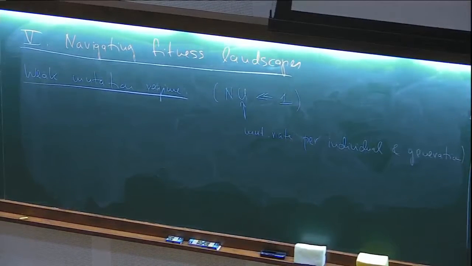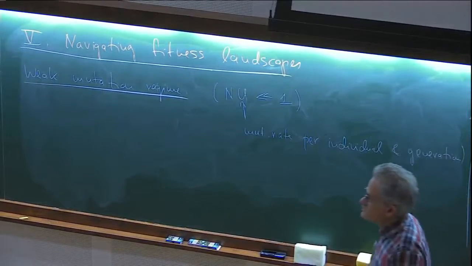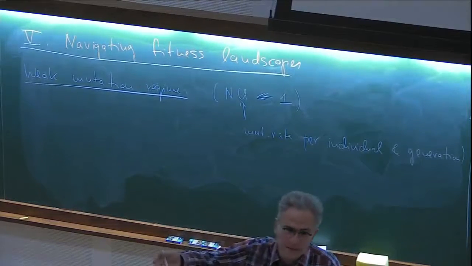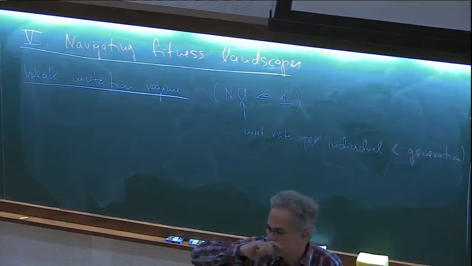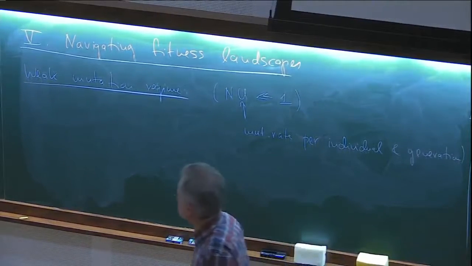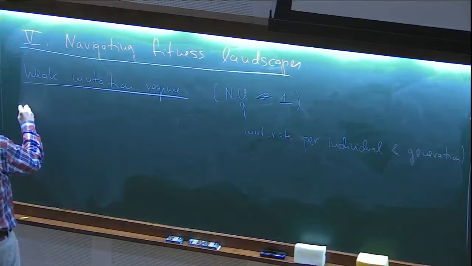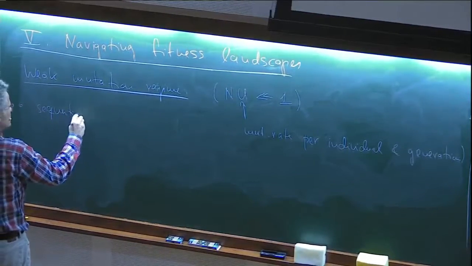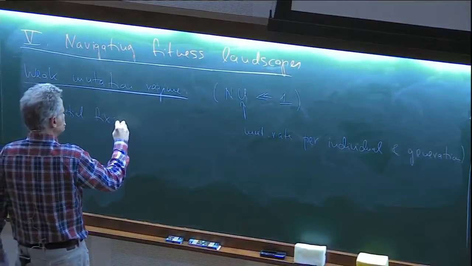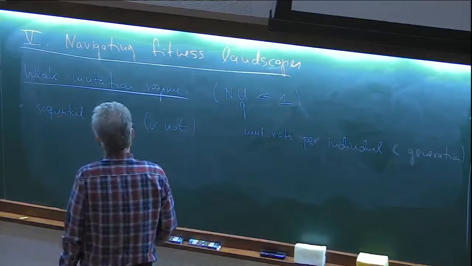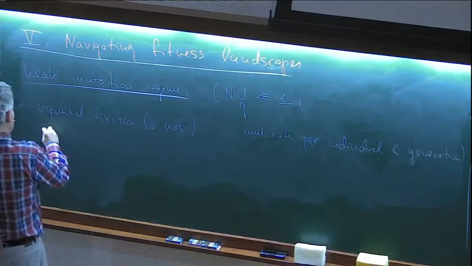As Daniel explained to you, in this weak mutation regime, once in a while a mutation appears, and then it either goes to fixation or it goes extinct, and then for a long time nothing happens, and then another mutation appears. So we have basically a process which consists of the sequential fixation, or not, but those events we don't really care about, of mutations.